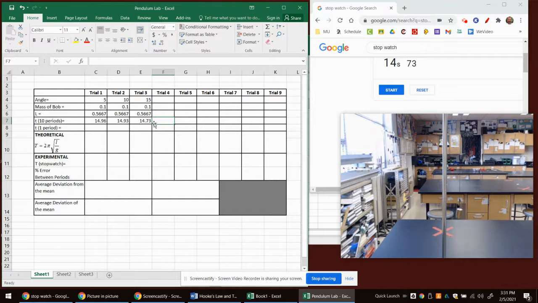So the next trial we're going to do is the mass of the bob. So we can actually just take one of our trials. I'm going to do 10 degrees, and I'm going to stick this in over here because that is going to be one of the trials, 100 grams. So now we're going to do a 200 gram.